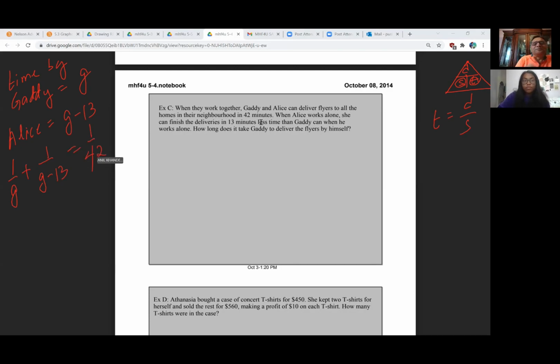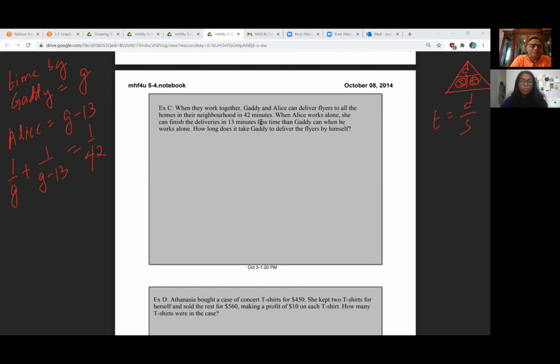You get the idea? So in one unit of time, in this case a minute, 1/42 of the job will be done, right? And each will do 1/G and 1/(G minus 13), depending on the rate. So you get an equation, and this equation is only in one variable. Therefore, you can easily solve it, correct? So now, can you help me solve this equation? How will you do it?